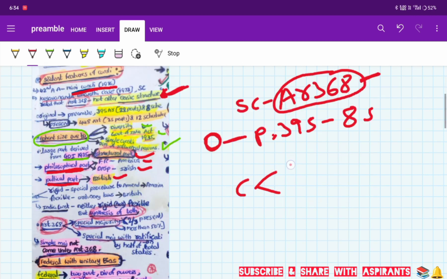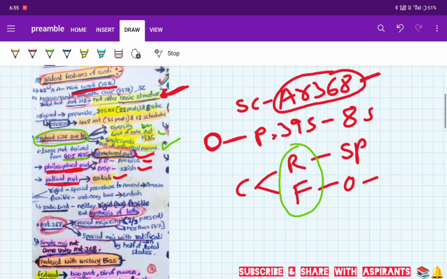One is rigid and one is flexible. Rigid means there is a need for a special procedure to amend the constitution, like America. Flexible means you can amend the constitution with ordinary laws, like Britain. So we are following a synthesis of both. We are following neither rigid nor flexible, but a synthesis of both.